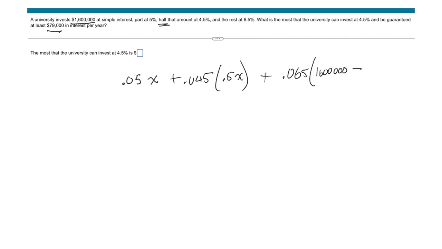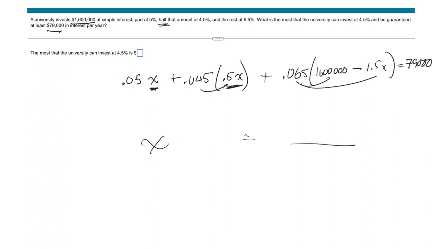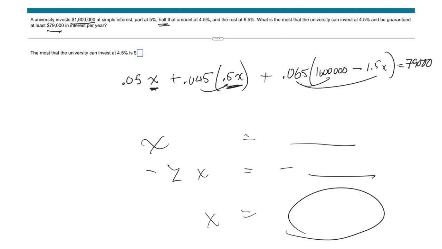1,600,000 minus, here's a 1x and a half x, so that's 1.5x, equals the 79,000. And then do the same thing. Multiply that out. Gather your x's on this side, numbers on the other side. You should get to a question where I think this one is where you have a negative something x on this side and a negative amount on this side. And then when you divide, the negatives cancel, you come up with positive. Try that. Let me know if that helps.